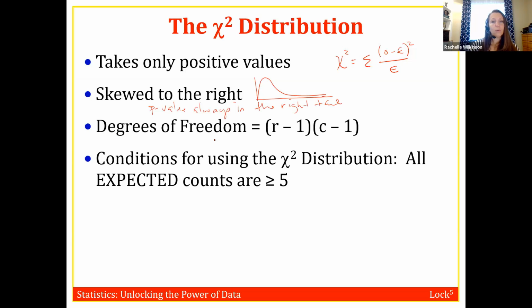We talked about this a little bit already, but degrees of freedom for the chi-square distribution are equal to the number of rows minus 1 times the number of columns minus 1. And the conditions for using this chi-square distribution as a model are going to be that all the expected counts are greater than or equal to 5.